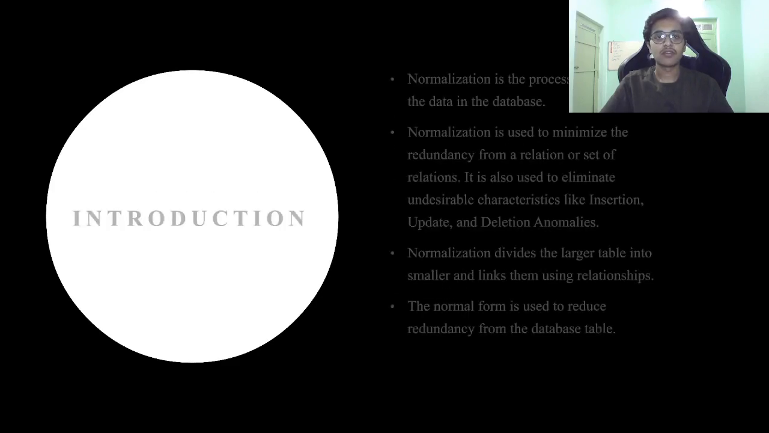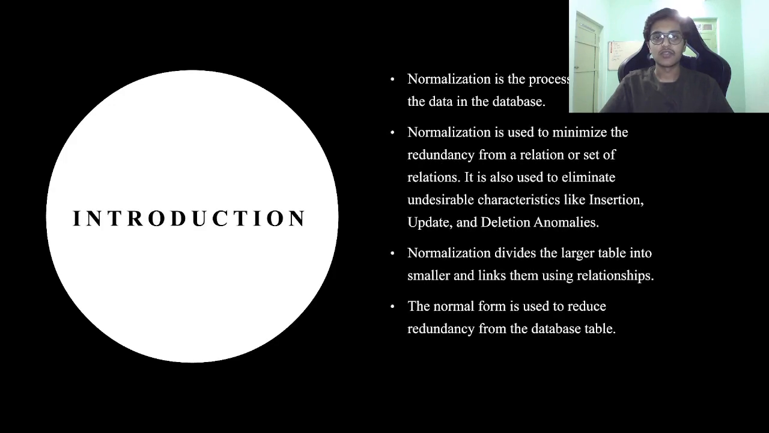Moving on. Firstly, we have the introduction. This is going to be the introduction to normalization, which is as follows. Normalization is a process of organizing the data in the database. Normalization is used in order to minimize the redundancy from a relation or set of relations. It is also used to eliminate undesired characteristics like insertion, updation and deletion anomalies. Normalization itself divides the larger table into smaller ones and links them using relationships. The last point here is that the normal form is used to reduce the redundancy from the database table.